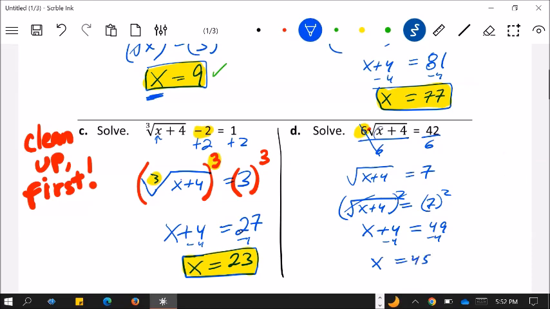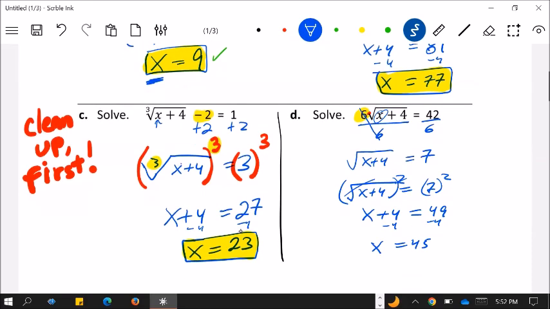If I went back up here and put a 45 in for that x, I get the square root of 49, which would be 7. And 7 times 6 is indeed 42. So that's a good way of checking it and seeing that that's the correct answer.